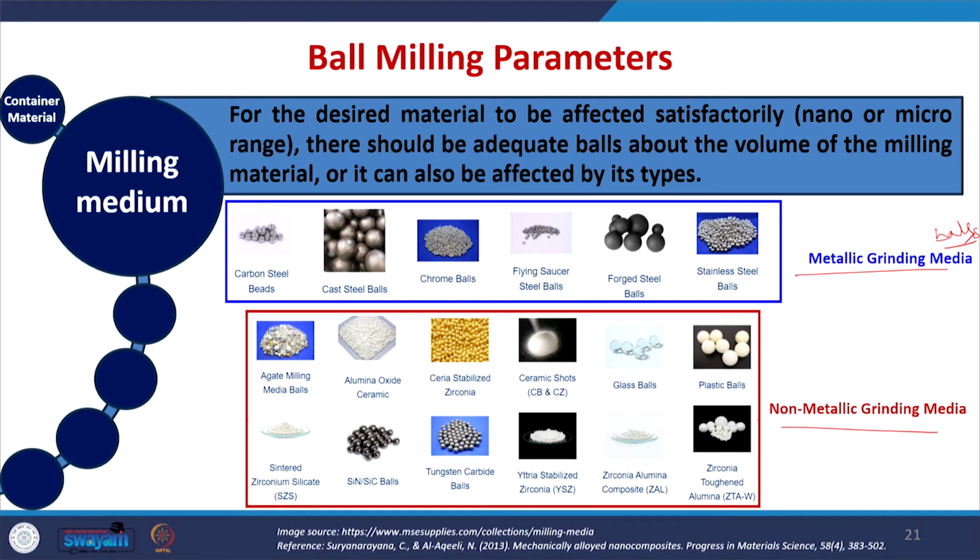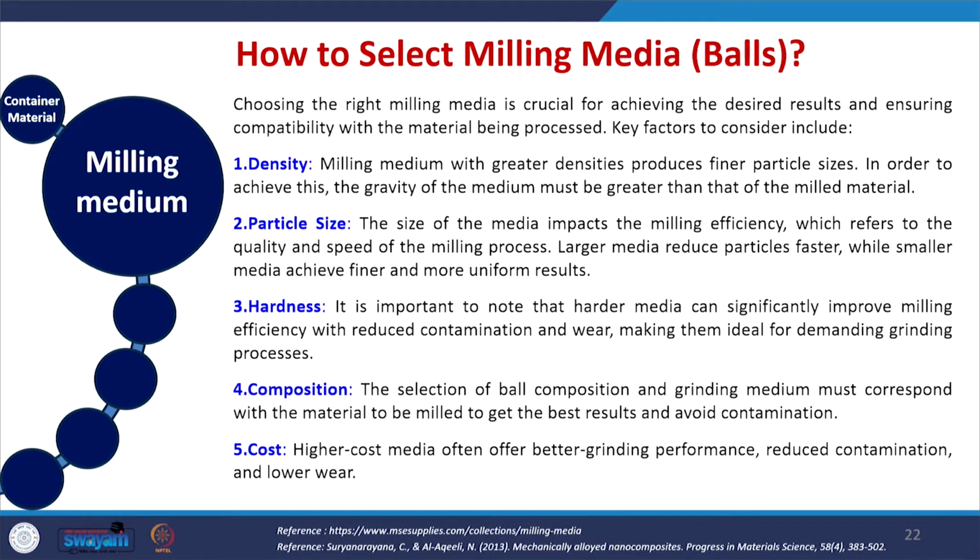For example, if you are working on a polymer or a biological material and you want to avoid contamination, in this case we can go for non-metallic grinding media. How to select the correct milling media, that is the correct balls, for our ball milling technique is very important. The first point is density. Milling media with greater density will produce fine particles. We have to make sure that the density of the medium is greater than that of the milling material.